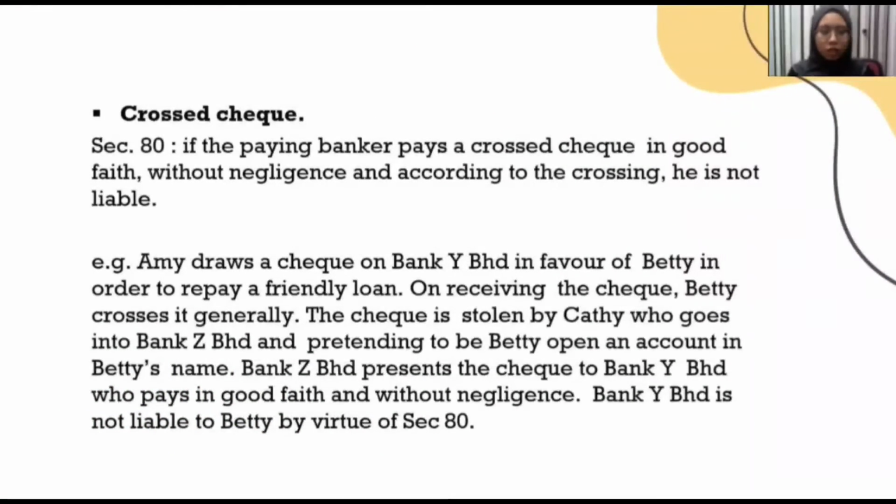Lastly, for crossed checks. In Section 80, if the paying banker pays a crossed check in good faith without negligence and according to the crossing, he is not liable. For example, Amy draws a check on Bank Y Berhad in favor of Betty in order to repay a friendly loan. On receiving the check, Betty crossed it generally. The check is stolen by Katie, who goes into Bank Z Berhad and, pretending to be Betty, opens an account in Betty's name. Bank Z Berhad presents the check to Bank Y Berhad, who pays in good faith and without negligence. Bank Y Berhad is not liable to Betty by virtue of Section 80.